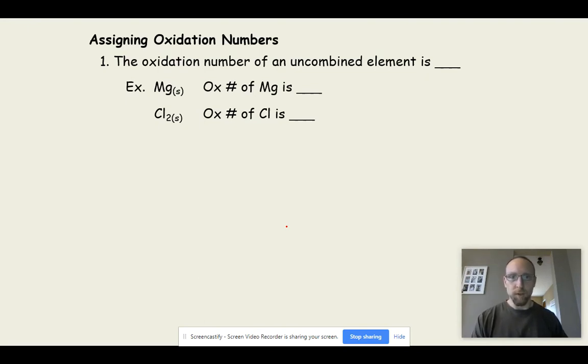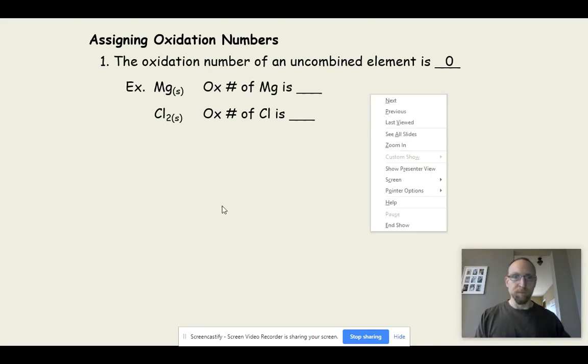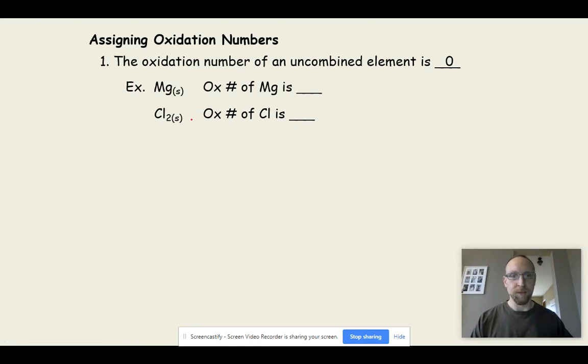So rule number 1: the oxidation number of an uncombined element is 0. That's pretty simple because we've learned since the beginning of the year that atoms are always neutral. Their charge is 0. So if an element's all alone, it's going to be 0. Let's look at some examples. Magnesium: if magnesium's all alone, solid, the oxidation number is 0.